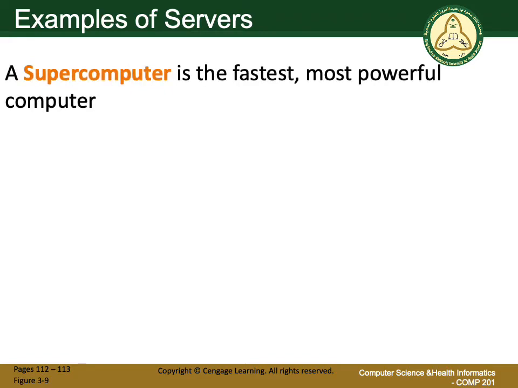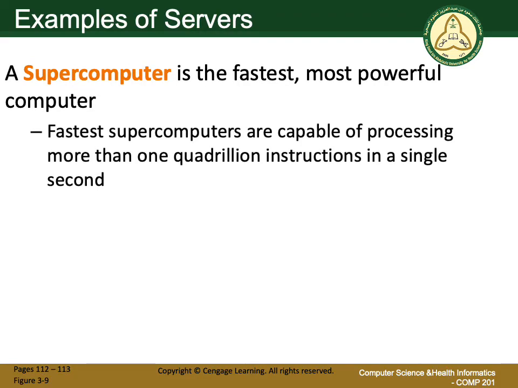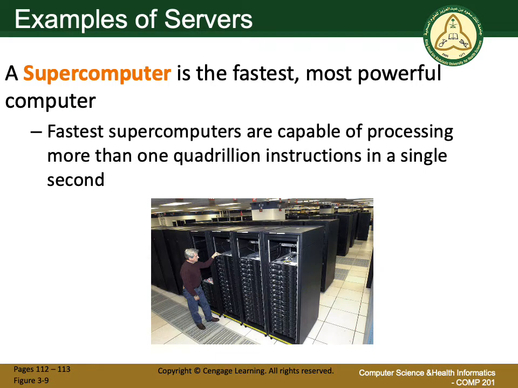Another example of a server, a supercomputer. From its name, it's the fastest, most powerful computer. The fastest supercomputers are capable of processing more than 1 quadrillion instructions in a single second. Look how many instructions this computer can handle. It can handle a very large number of instructions in a millisecond.